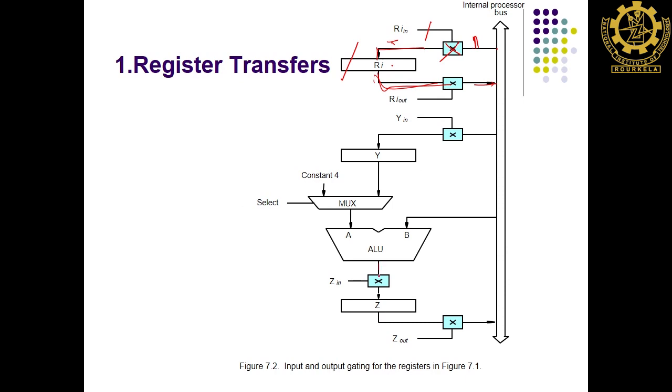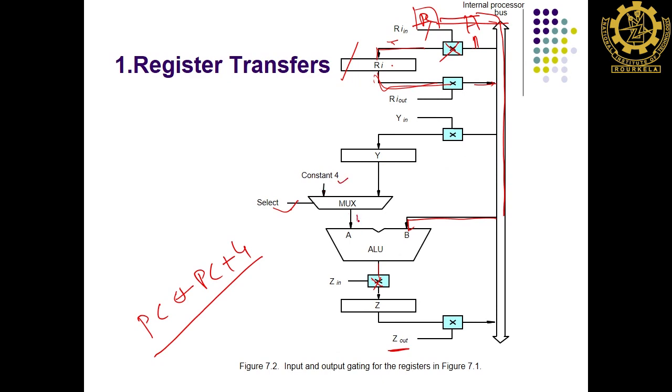Similarly, after the results, if we want to store the value here, it should be Z in, and when we want to pass the stored result, we have to put Z out. Now take a simple example: you need to do PC equal to PC plus 4. Ideally, you have the program counter somewhere here, so program counter out should be on, then whatever the value is will be placed on the internal bus and come here. Then the control selects this part.